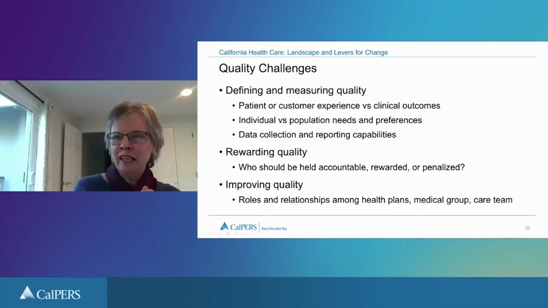Then, once you figure out how to define and measure quality, there can be challenges around rewarding and improving quality. So in terms of rewarding quality, again, in this fragmented system, who is it that you hold accountable? How do you reward or penalize them? What incentives can you put in place to help improve, to move the dial in terms of the outcomes that you care about? And importantly, what's the relationship among health plans, medical groups, and other participants, and the direct care team, that can put those changes in place.